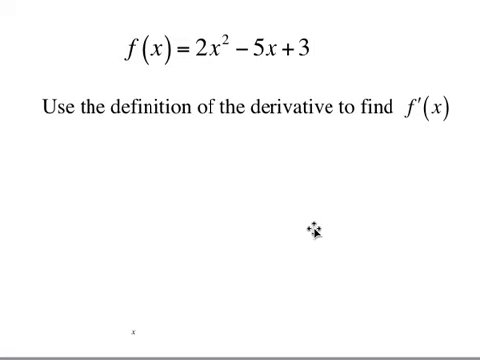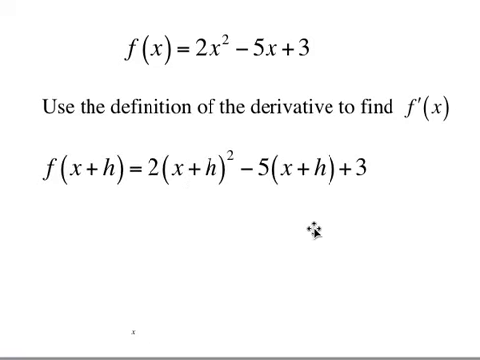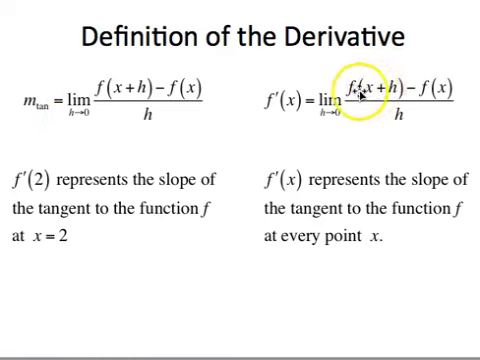So here's our first example. F of x equals 2x squared minus 5x plus 3. We want to use the definition of the derivative to find f prime of x. Remember, f prime of x is the limit as h goes to 0 of f of x plus h minus f of x over h. So to do that, I'm first going to find what f of x plus h is. Because in that formula, that's going to be the hardest thing for us to work with. In our formula here, f of x plus h is what we have to find.